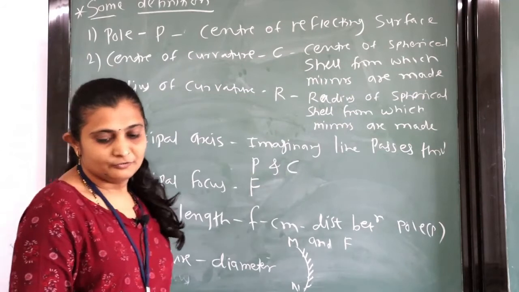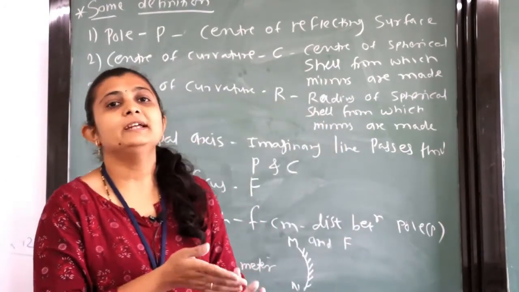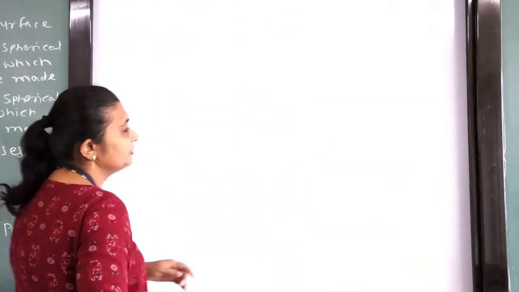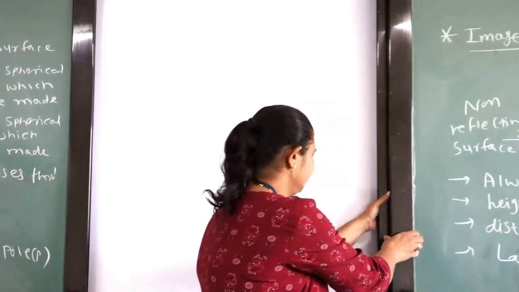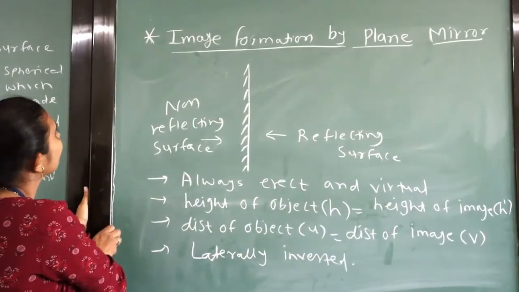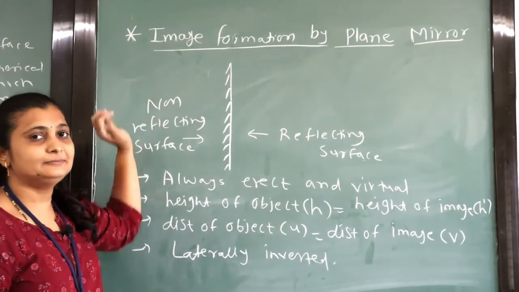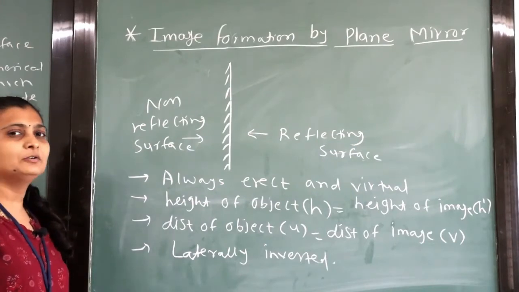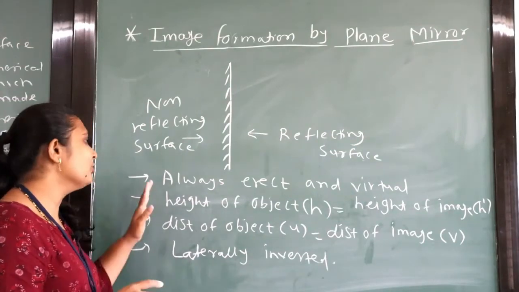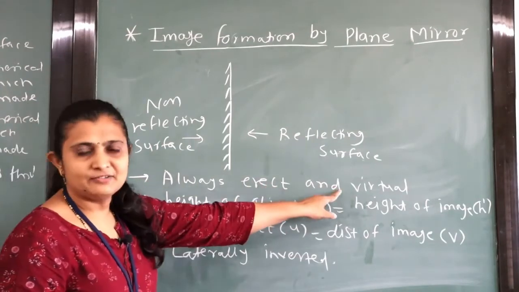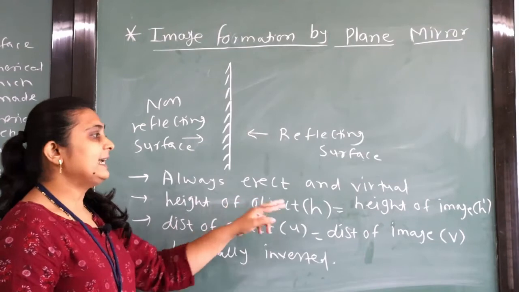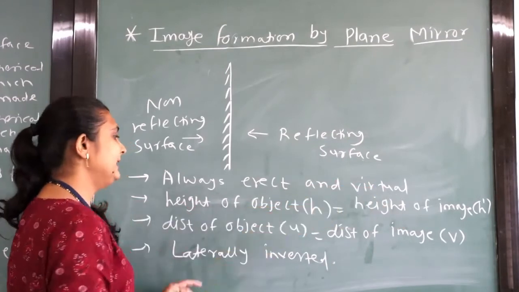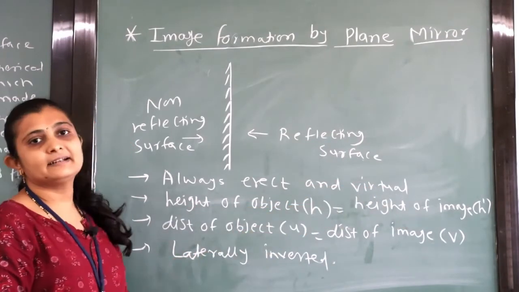Now we take a small revision of what we learned today. Today we started with image formation by plane mirror. This is the diagram for the plane mirror. For 2 marks, you have to write these 4 points. Image is always erect and virtual. Height of object and height of image are the same. Distance of object and distance of image are the same, and it is laterally inverted.